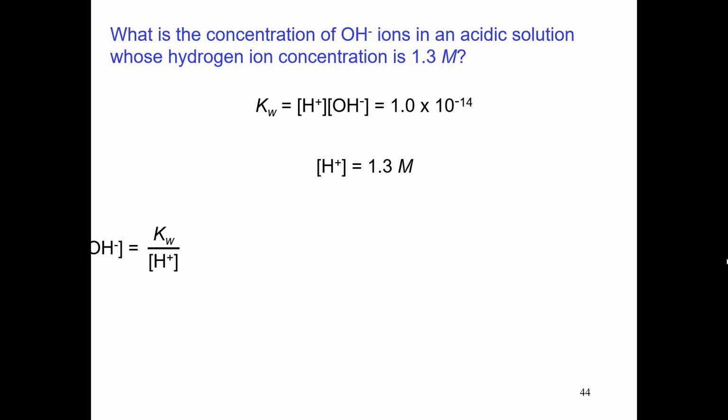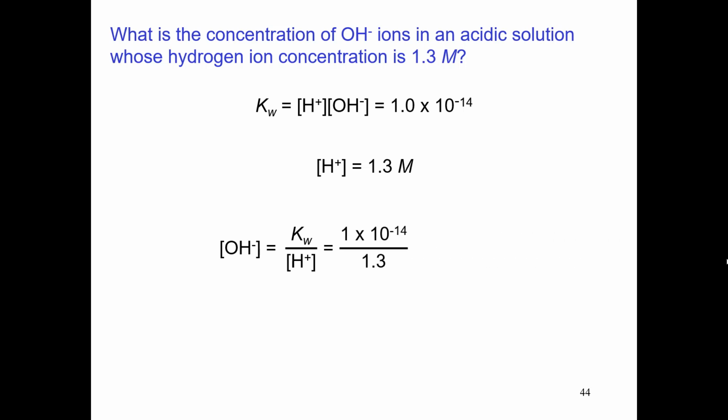We're going to rearrange our equation there so that the concentration of hydroxide is given by Kw divided by the concentration of hydrogen ions. So Kw is 1 times 10 to the minus 14. Hydrogen ion concentration is 1.3. Remember, at this point, we don't really care. We're not going to be concerned with molarities or units or anything like that. So math gives us 7.7 times 10 to the negative 15 molar.